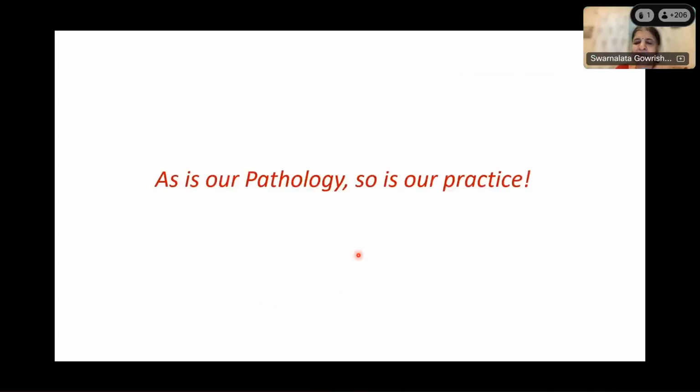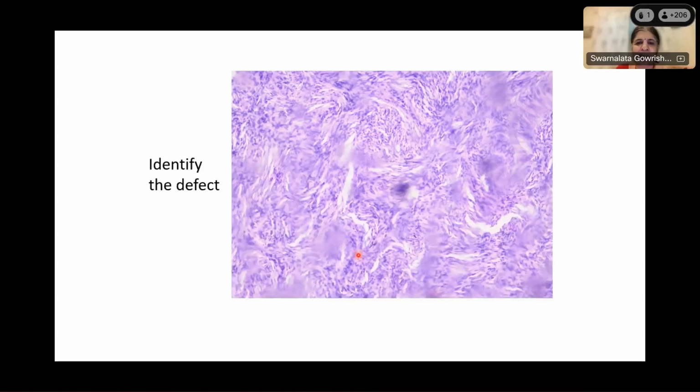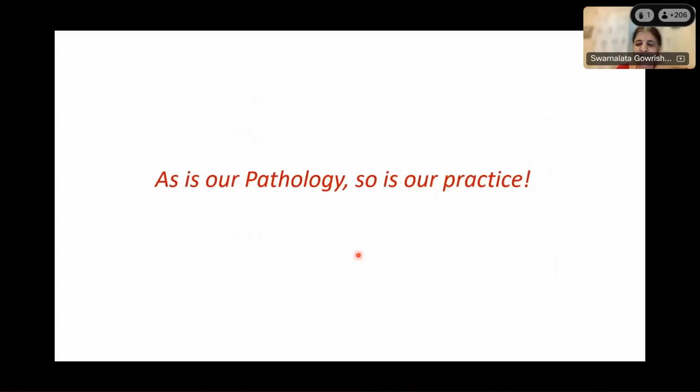So with that, I think that is the last I had for you. I didn't want to keep you too long. So as is our pathology, so is our practice. As was our technique, so was our pathology. And as is our pathology, so is our practice. So techniques, very, very important to learn, to understand, to identify, and to rectify. Okay, thank you very much. Special thank you to all the students who so eagerly participated. I do hope it was good for you and you'll go back and read up some more. Thank you, ma'am.